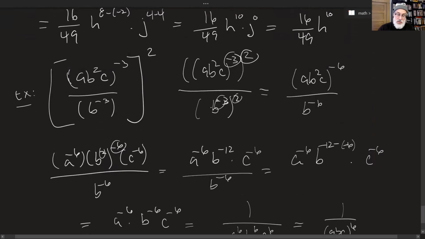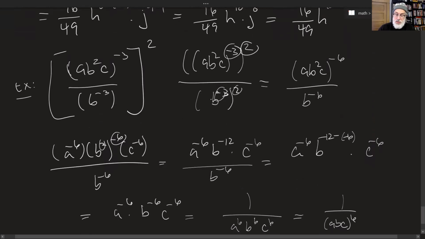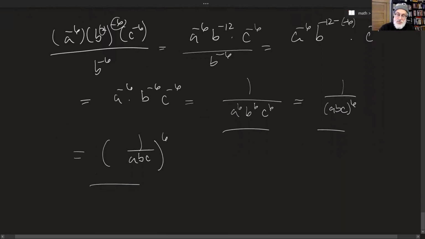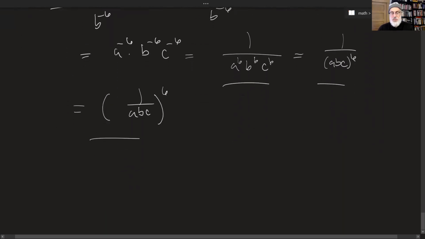As you can see, the very ugly quotient becomes something much more manageable, especially if we are replacing a, b, and c in this expression to evaluate it.